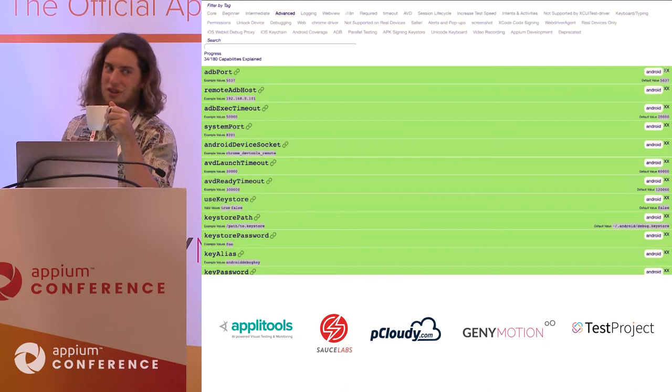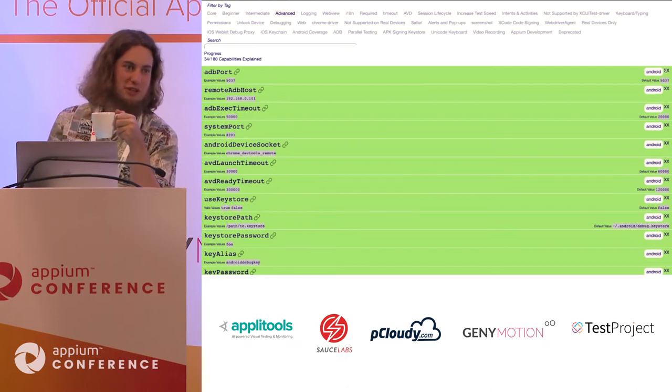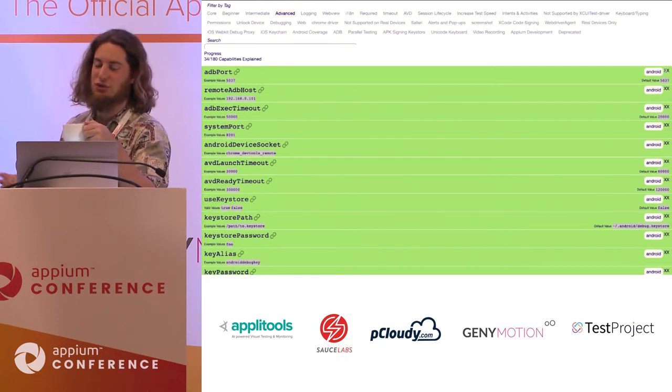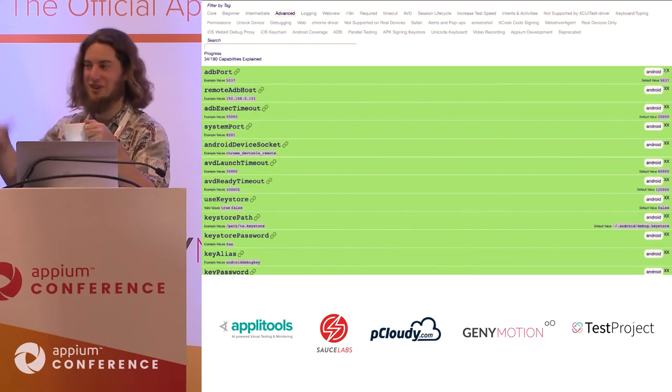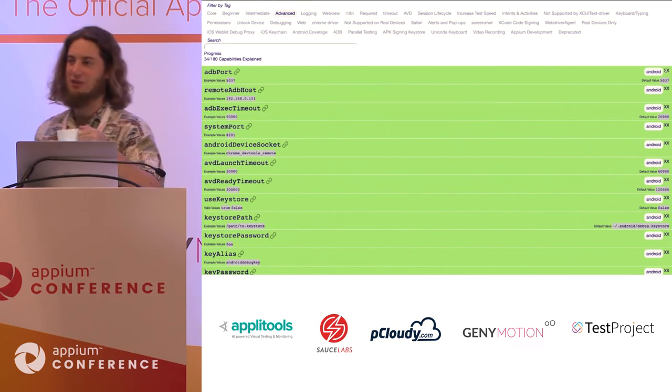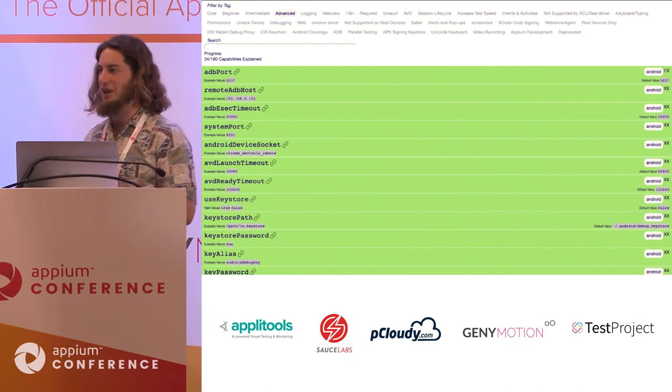Jonathan's saying that it used to be, for those who can hear, that if you just told ADB install, it would take a long time. But if you do ADB push and then install locally on the device, it'd be faster. ADB has a lot of things that don't make sense sometimes, and Appium works around them.